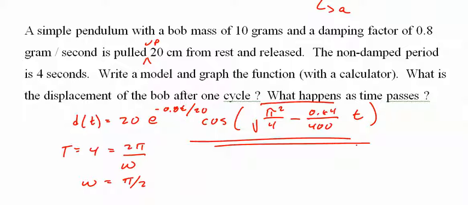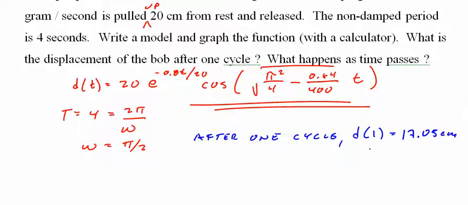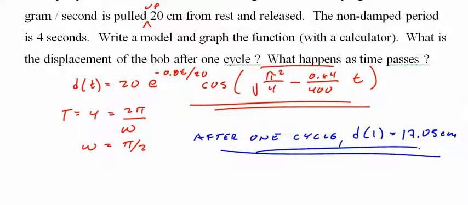Blast that into your calculator. Yeah, it's a pain. Yeah, it takes forever. Yeah, if your eyesight's going, it's definitely going to be hard. And check it out. After one cycle, you should say, well, it was at 20. After one cycle, I put it in my calculator and went to table. It's now at 17.05 centimeters. Started off at 20, and now it's slowly but surely getting less and less and less.